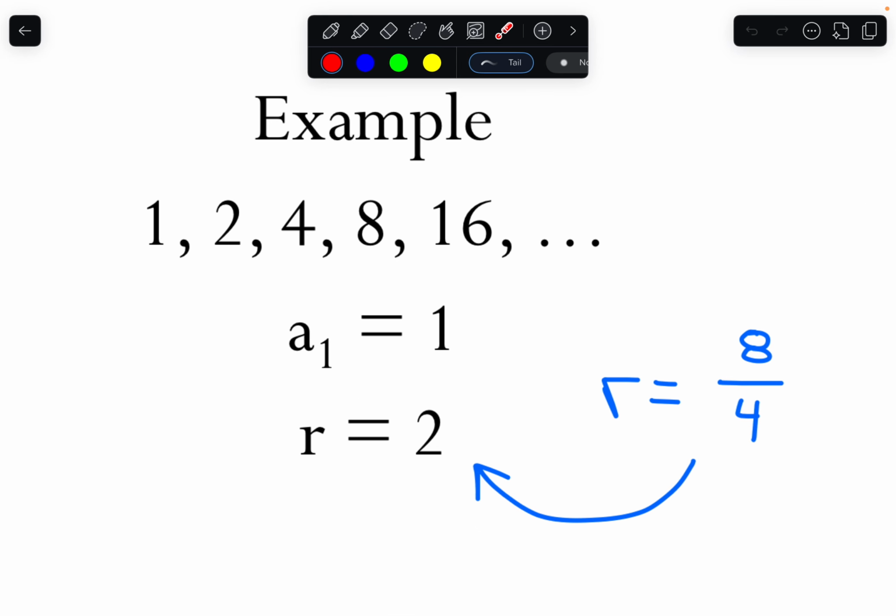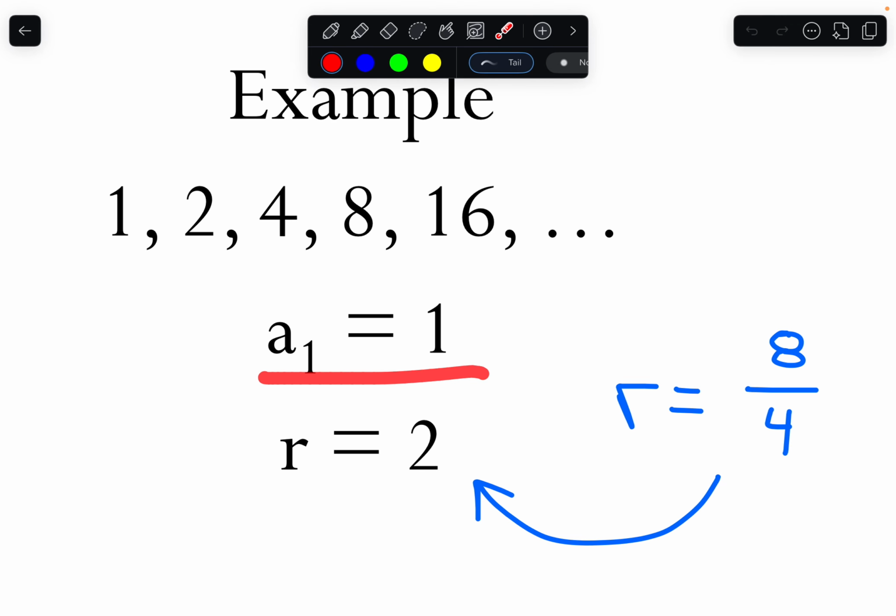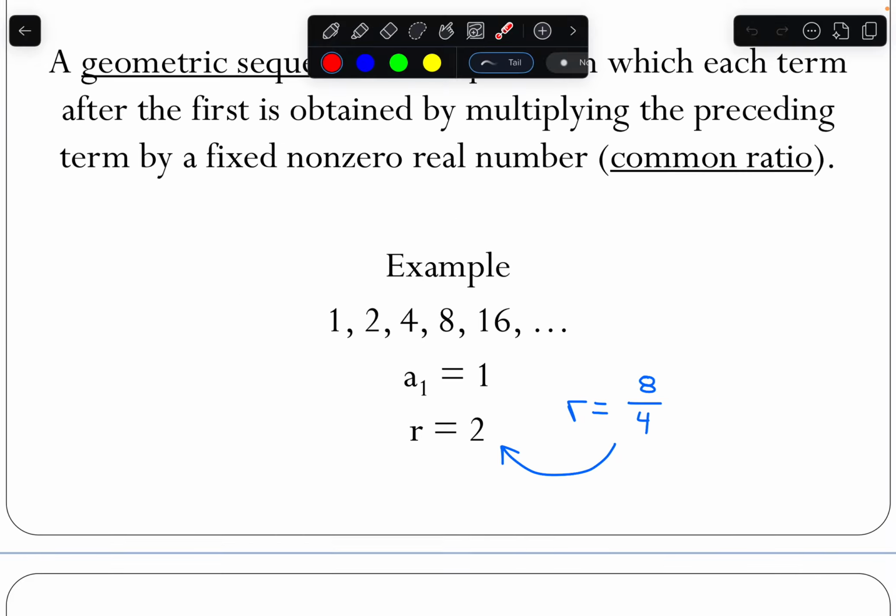And so we have an easy example here. First term is 1, common ratio is 2. So we go times 2, right? And then each term after that is times 2 as well. And this is a geometric sequence.